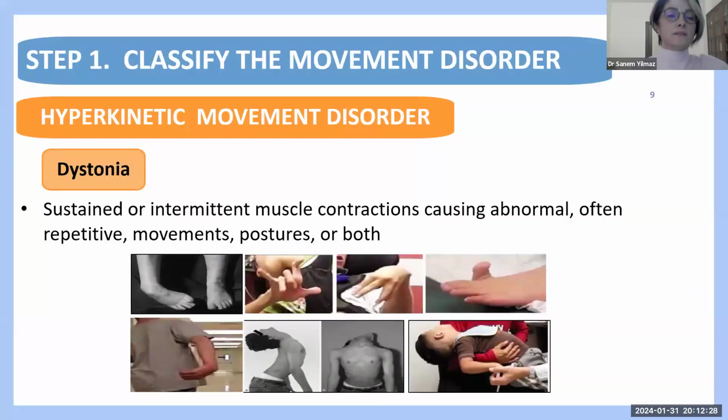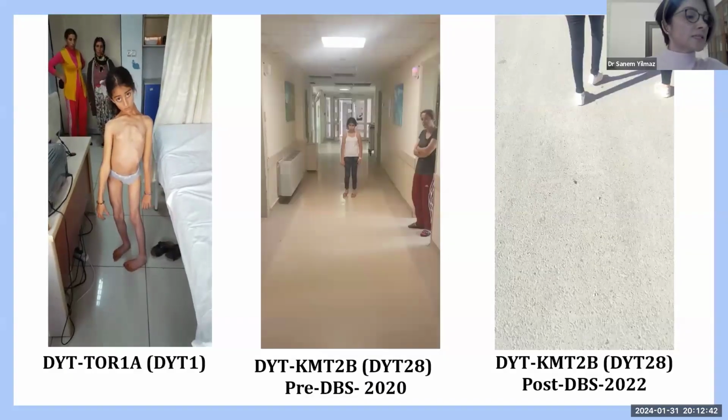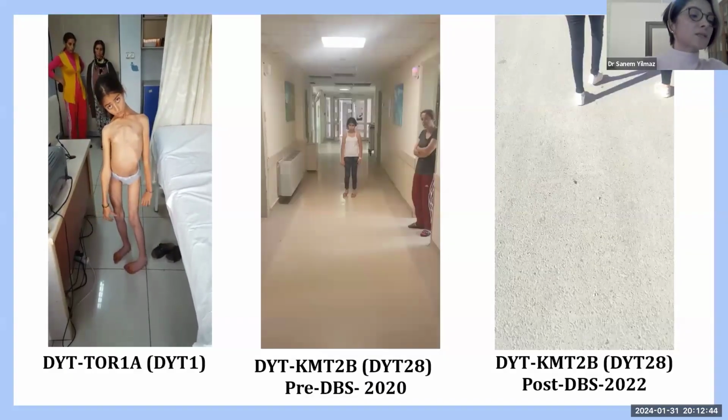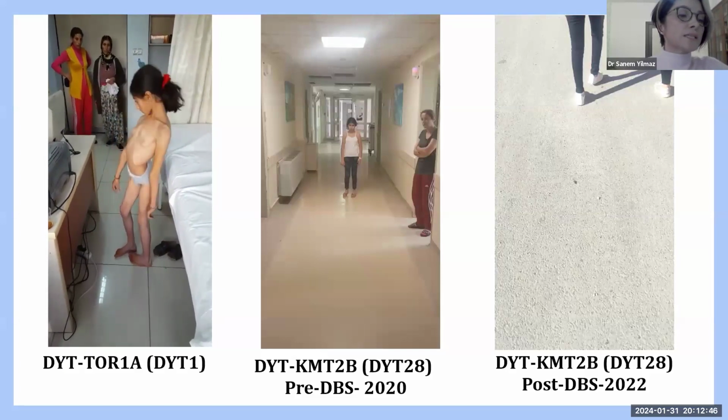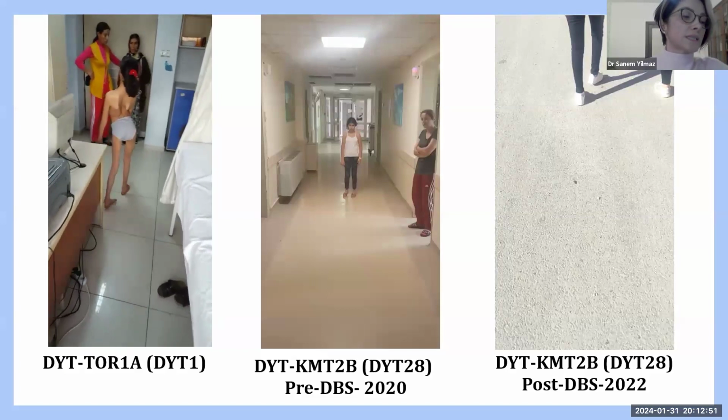And the other type of movement disorders are hyperkinetic movement disorders. Dystonia is described as sustained or intermittent muscle contractions causing abnormal, often repetitive movements, postures, or both. And the first case is a case with DYT1 dystonia, and we can see how dystonia may affect both posture and movements in this case.